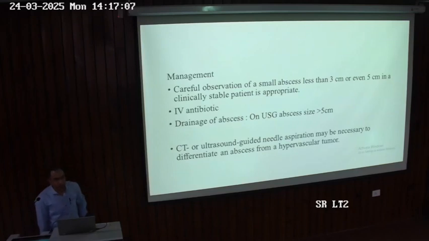So management depends on the size of the renal abscess. If the size is small, less than 3 centimeter or even 5 centimeter, but the patient is stable, in such a case IV antibiotic is appropriate. If more than 5 centimeter, then we need USG guided percutaneous drainage of the abscess, and the abscess needs to be sent for culture and sensitivity, then further change the antibiotic according to the sensitivity report.